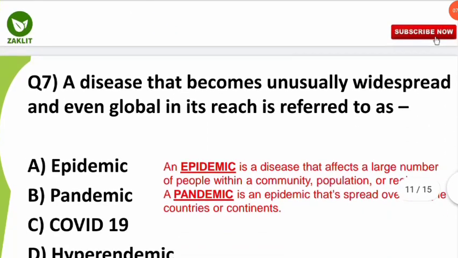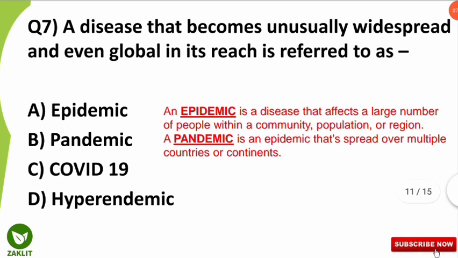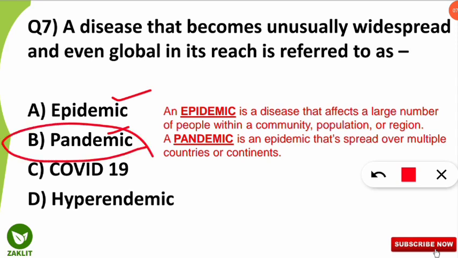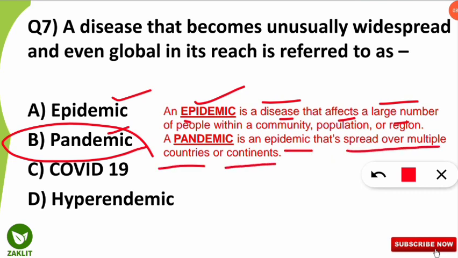Let's move to the seventh question. The seventh question was: a disease that becomes unusually widespread and even global in its reach is referred to as what? Most of you were confused between epidemic and pandemic, but here the correct option will be option number B, pandemic. There is a slight difference between epidemic and pandemic, we will know. An epidemic is a disease that affects a large number of people within a community, population or region. But a pandemic is a type of epidemic that is widespread over countries or continents or globally.